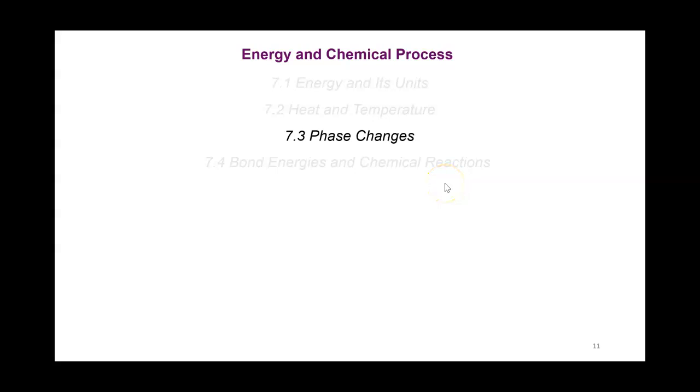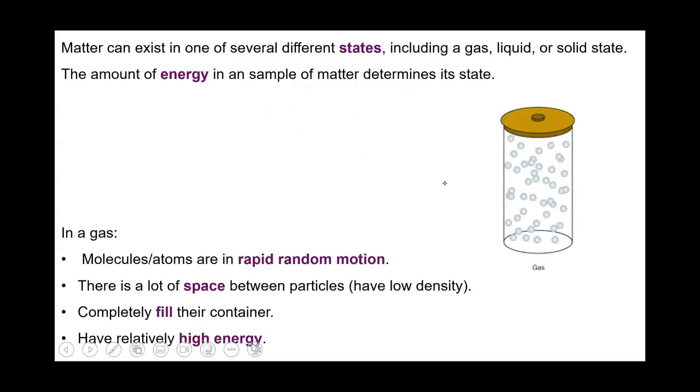If enough heat is transferred into or out of an object, then a phase change might result. For this reason, it's interesting to look at the characteristics of the common phases of matter. So matter can exist in one of several different states, including gas, liquid, or solid state. The amount of energy that's in a sample of matter determines its state.